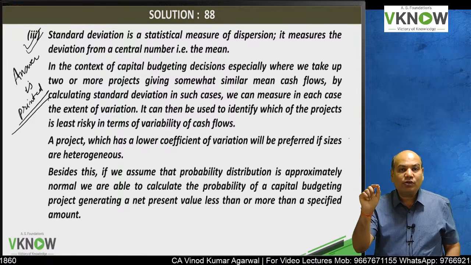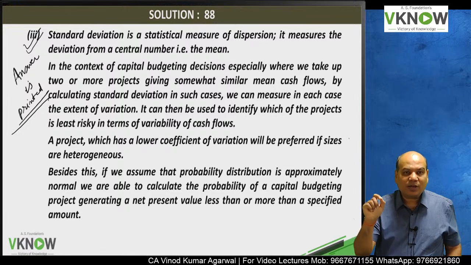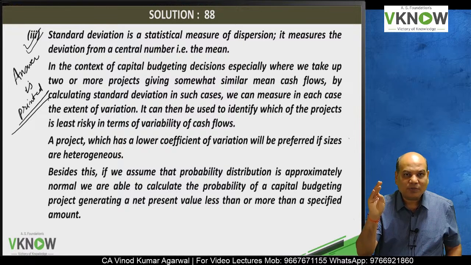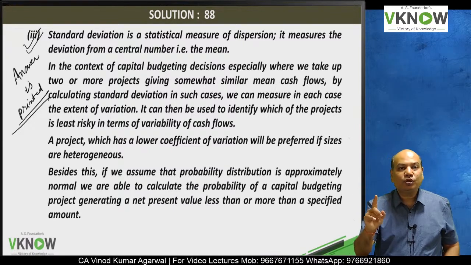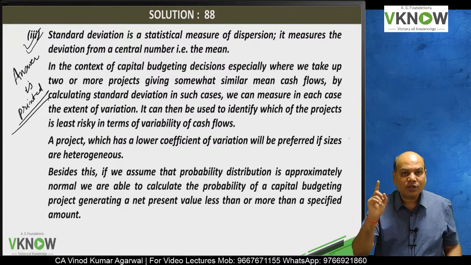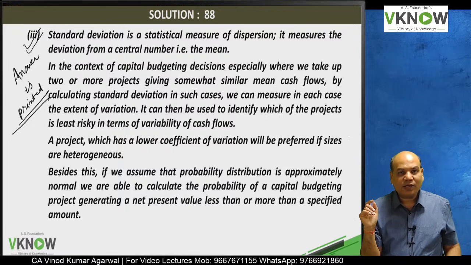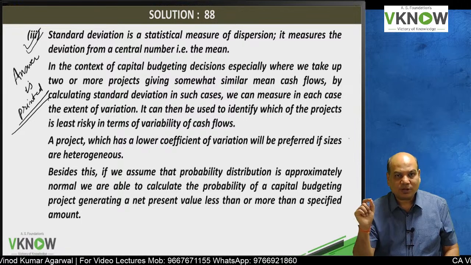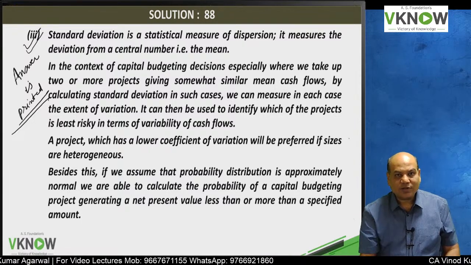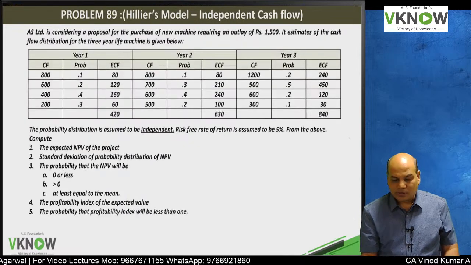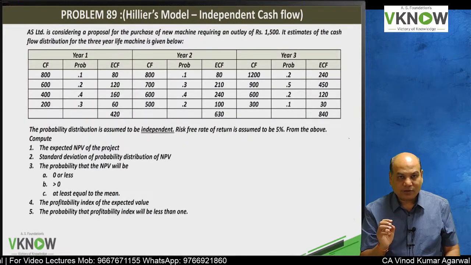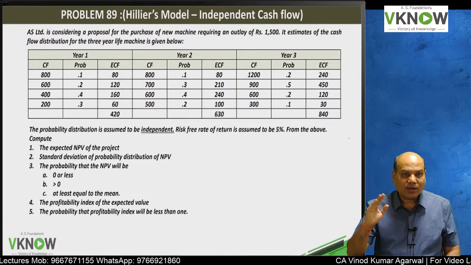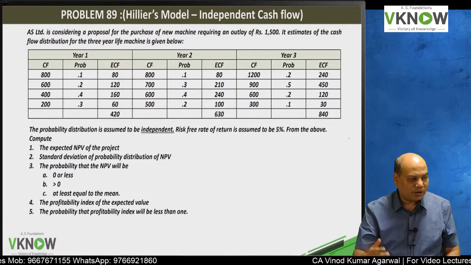Next, we can use standard deviation, expected NPV and normal distribution to compute the probability of various possible NPVs. That time also you will require standard deviation, and based on the probability of various possible NPVs, you will be able to assess the risk better. So that is the benefit of learning standard deviation in capital budgeting. It helps you to understand the risk better, compare different options, and take more informed decisions.